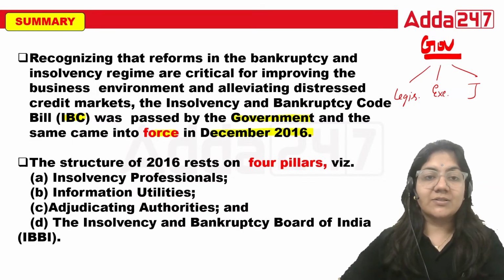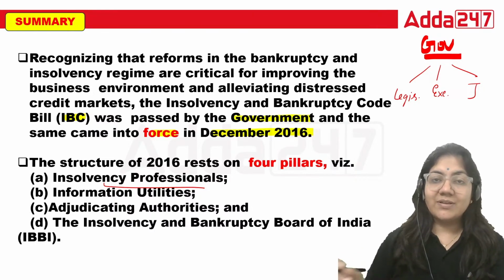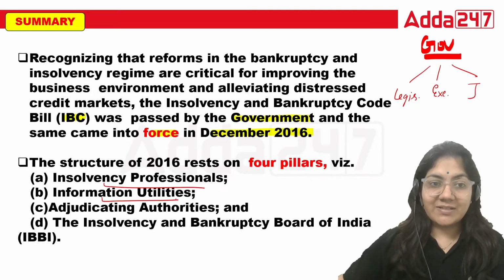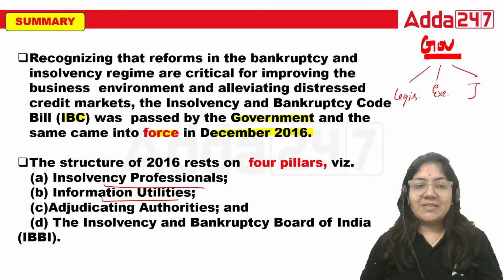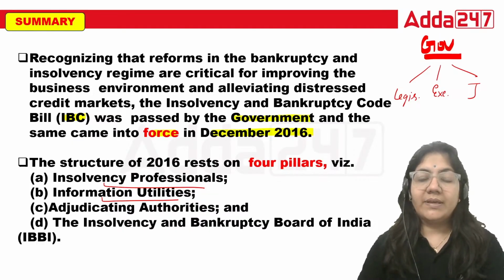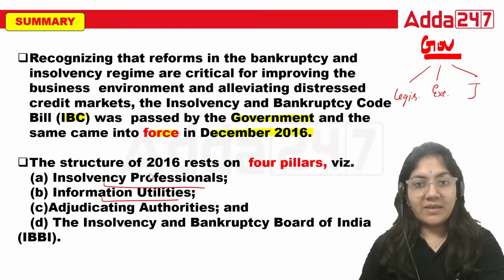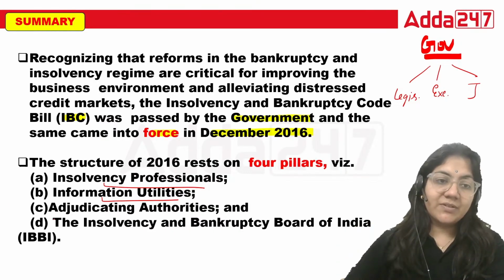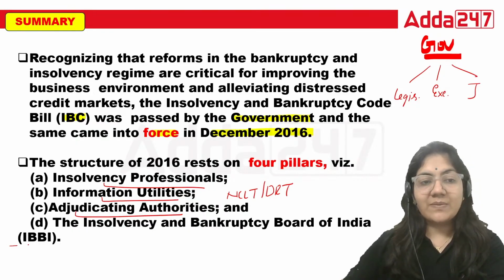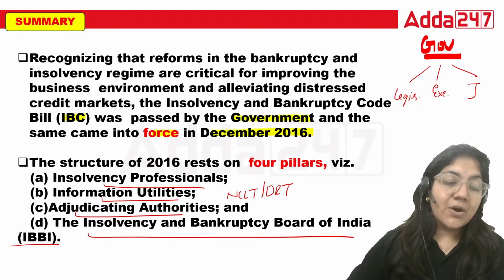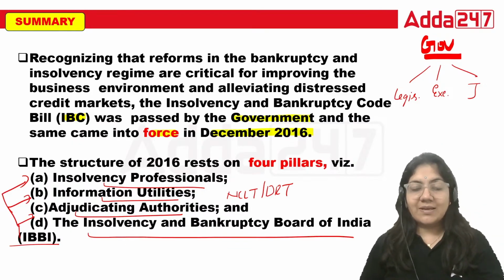The first is your insolvency professional. Suppose you are an expert in the banking profession; similarly, we have an insolvency professional. We have information utilities. The insolvency professionals help in resolving the dispute. Information utilities basically collect the information if any insolvent or bankrupt person comes. In adjudicating authority, we have NCLT and DRT, and then we have the IBBI, that is Insolvency and Bankruptcy Board of India. This is the regulator of all the bodies. So this is exactly the summary that we have done.